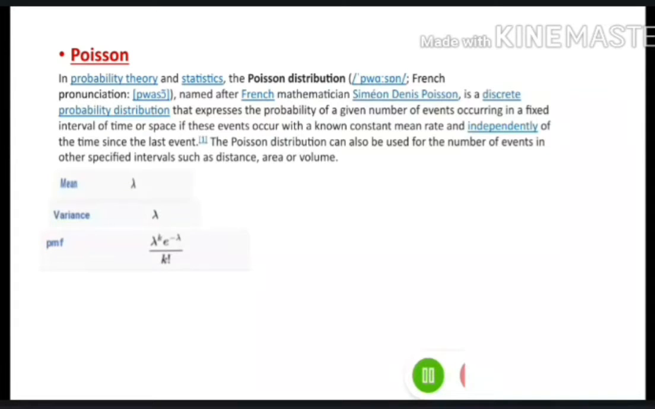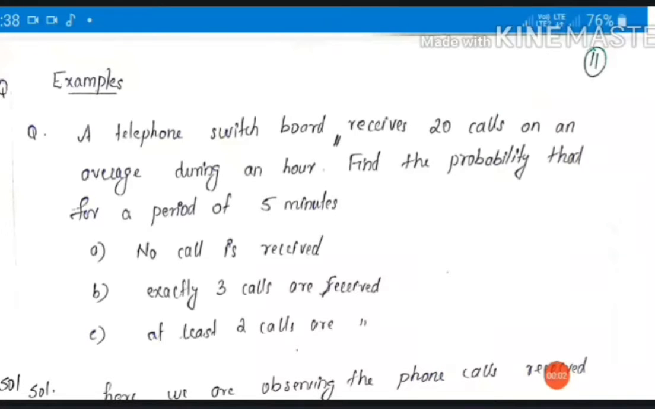We'll be seeing an example of the Poisson distribution now with a problem. Now we are talking about the Poisson random variable. Let's take an example question. A telephone switchboard receives 20 calls on average during 1 hour. Find the probability that for a period of 5 minutes no calls are received, exactly 3 calls are received, and at least 2 calls are received.